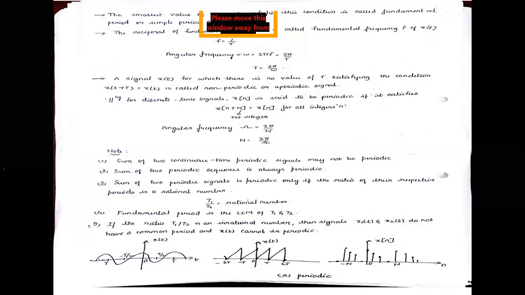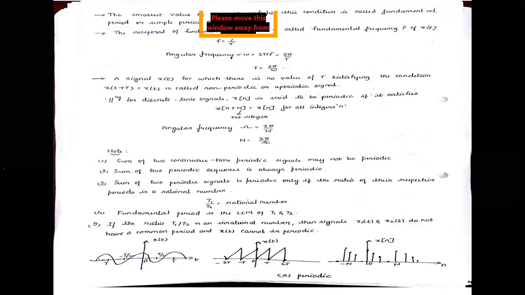Similarly for the discrete, if there is no value of capital N that satisfies the condition x of small n plus capital N is equal to x of small n, then x of n plus capital N is not equal to x of n, and the signal is non-periodic. Understood, my dear students? So note here, the sum of two continuous time periodic signals may not be periodic.